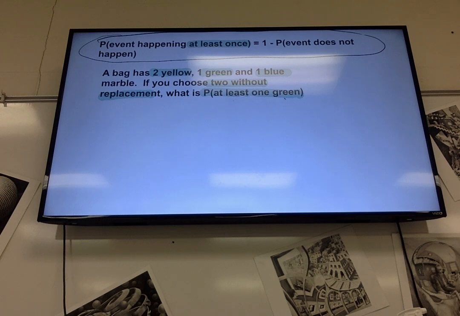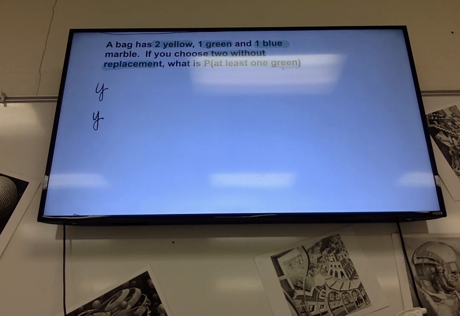So for this problem, a bag has 2 yellow, we write 2 Y's, 1 green, and 1 blue. And we're going to choose 2 without replacement. So again, we're picking 1 and we're not putting it back in.